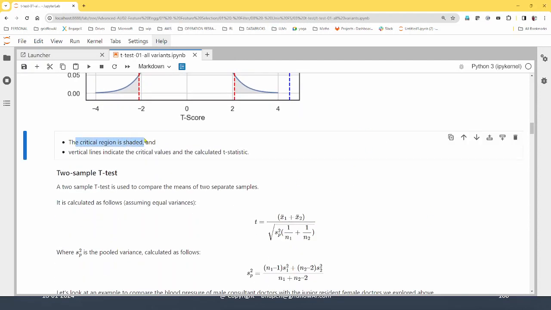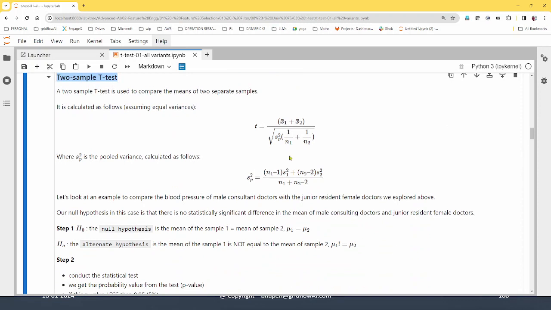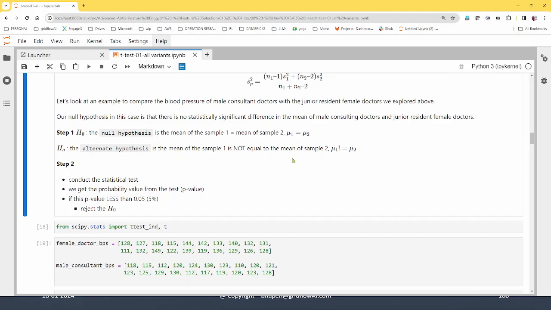Okay, so the critical region is shaded and the vertical line illustrates that particular point. Now, one more variation of a t-test is the two-sample t-test. Again, for the two-sample t-test, we just need to make some changes to the arguments, and internally the package is going to do such complex operations, which we don't have to do here.